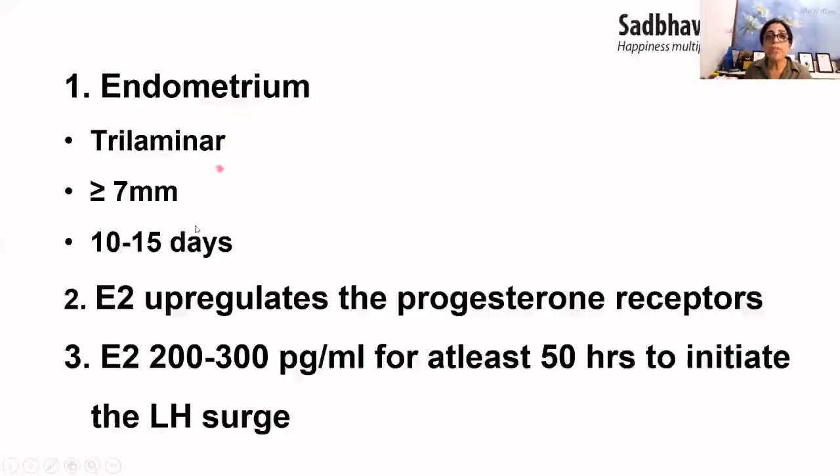What else does estrogen do? It upregulates the progesterone receptors so that progesterone can act and lead to decidualization of the endometrium in the secretory phase. What else does endogenous estrogen do? We need a level of around 200 to 300 picograms per ml for at least 50 hours so that the natural LH surge occurs. If that LH surge occurs, only then are we going to have ovulation and a good corpus luteum. So when we want her to have her natural ovulation, the endogenous estrogen is going to work on these 3 points.